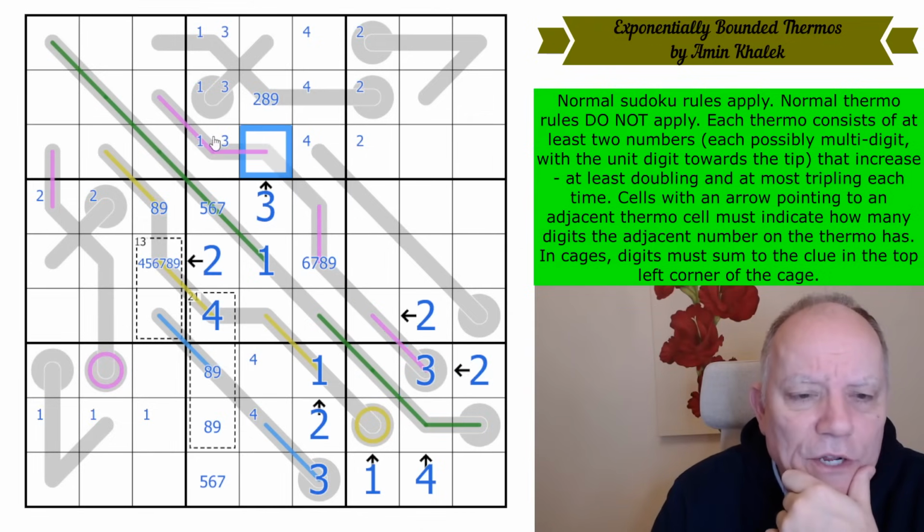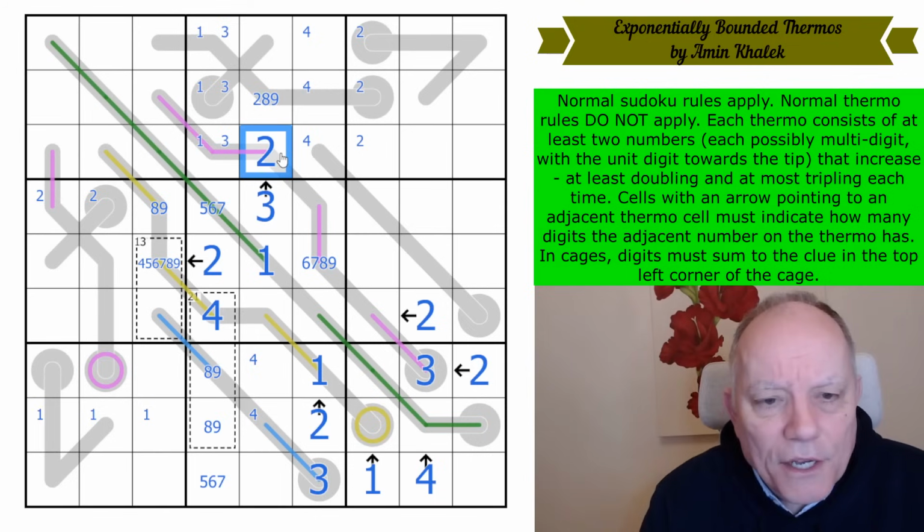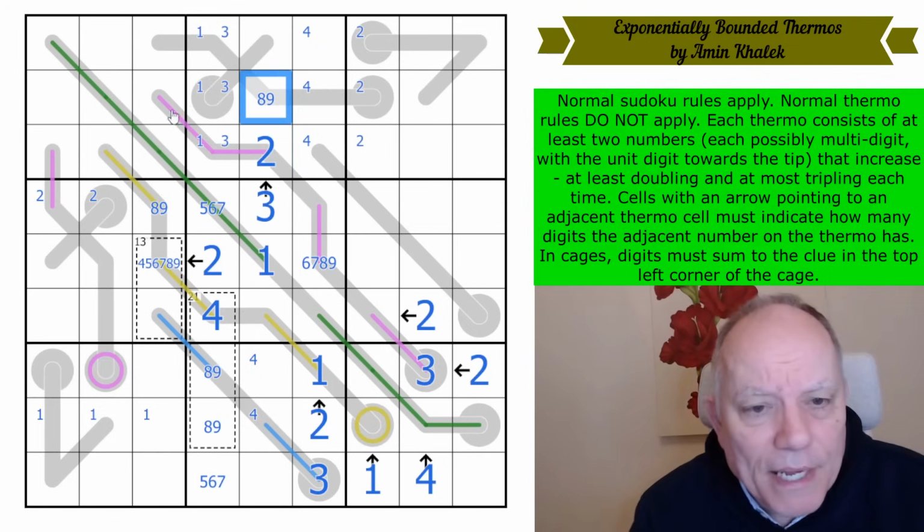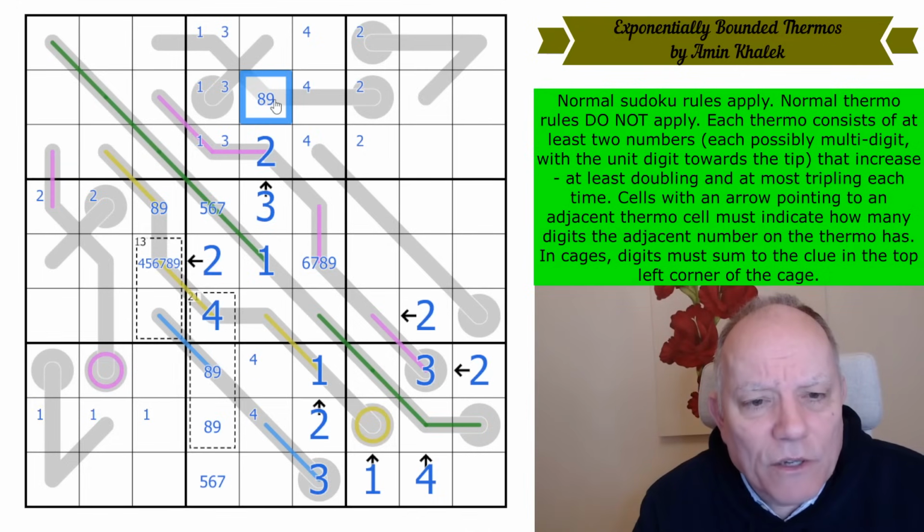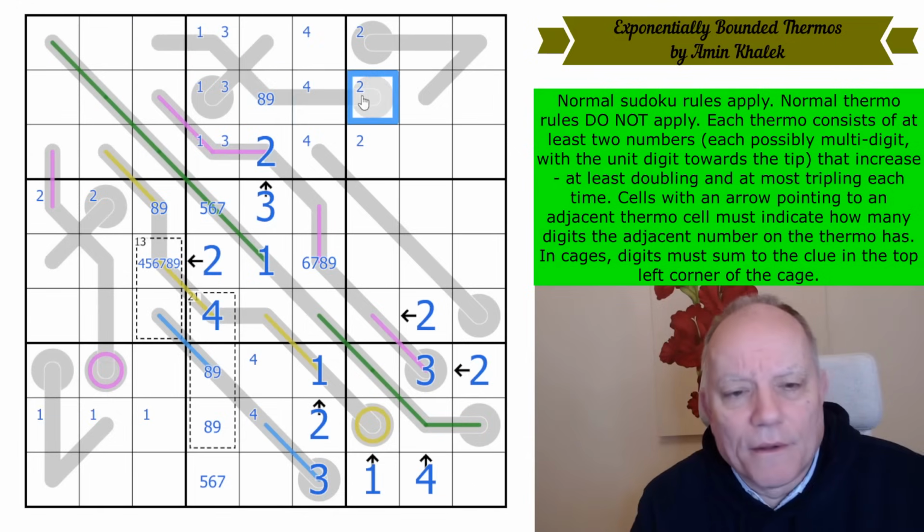This has to be a 2, because this is a new 3-cell number. I've just missed this completely. Right, now that is 8 or 9 here. Now what does that do for this? It means it's not a 2, 3 line.